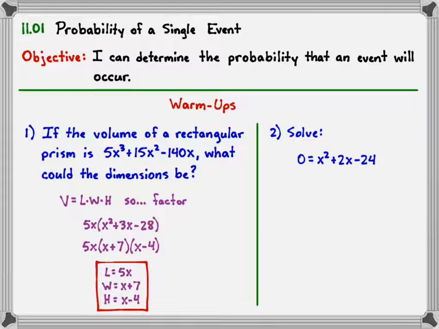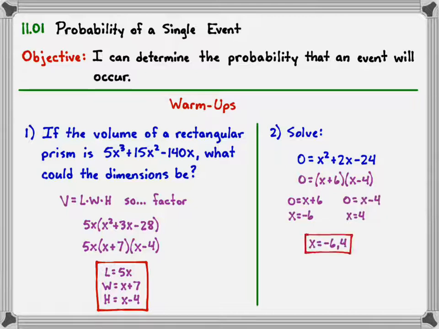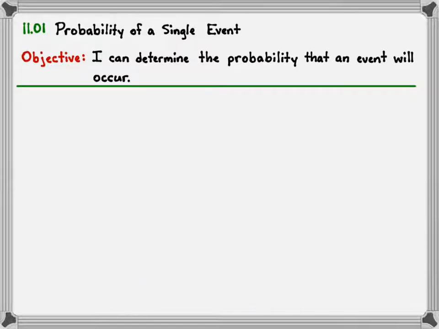For number 2, it says solve. Now, we have multiple methods to solve this. We could solve by completing the square, we could solve by factoring, we could solve by quadratic formula. For me personally, factoring is always the best method as long as factoring works. And a quick look at this, we can see that factoring does in fact work. The factors here are going to be x plus 6 and x minus 4. Then we use our zero product property, so we set each of those factors equal to 0. And then we solve for x, so our answers are negative 6 and 4. So that's the warm-ups. Let's go ahead and go on to the lesson.